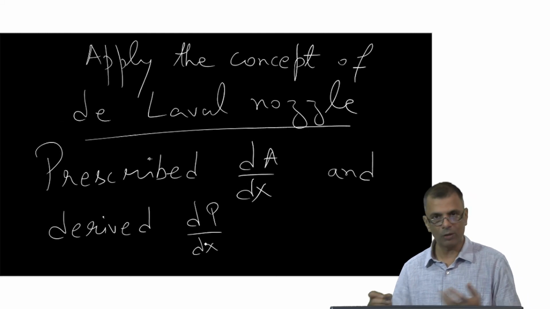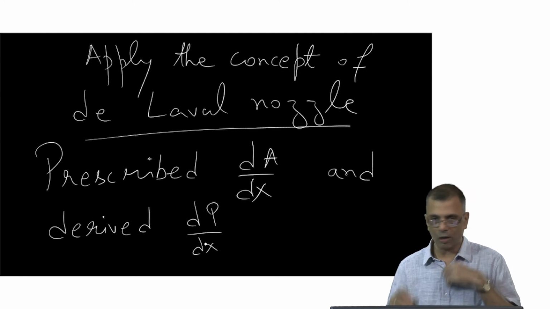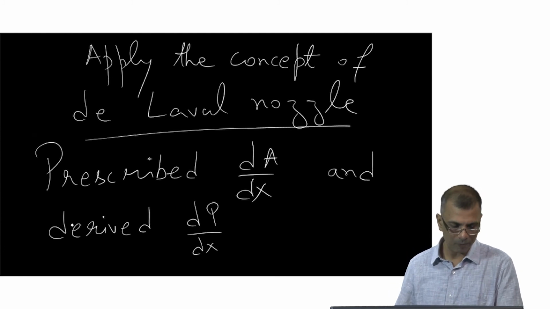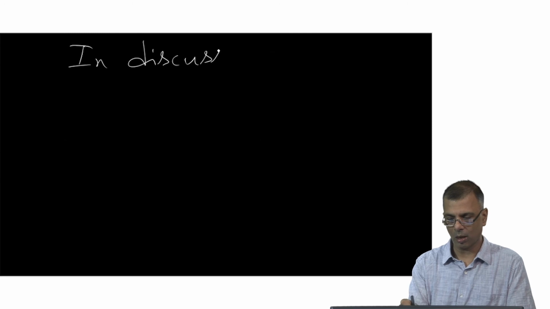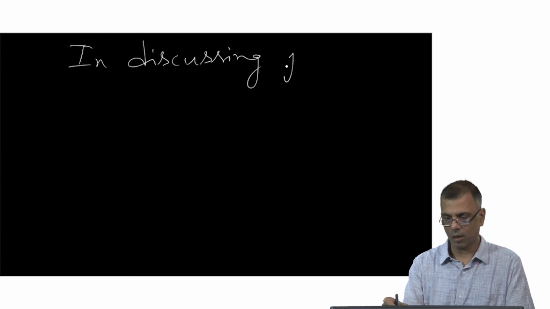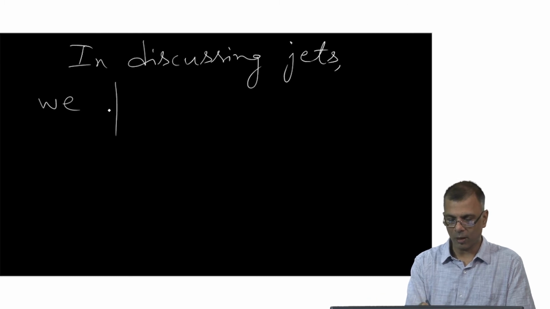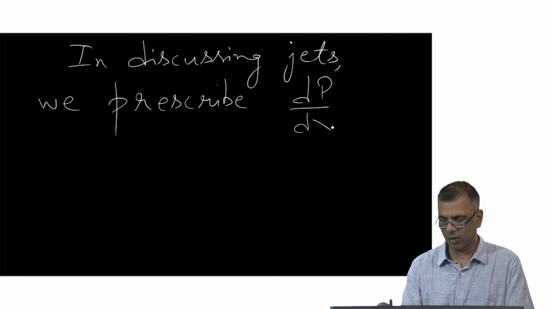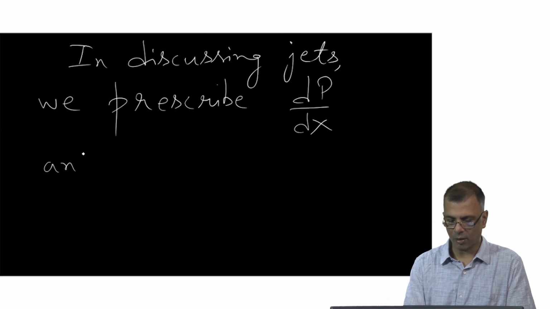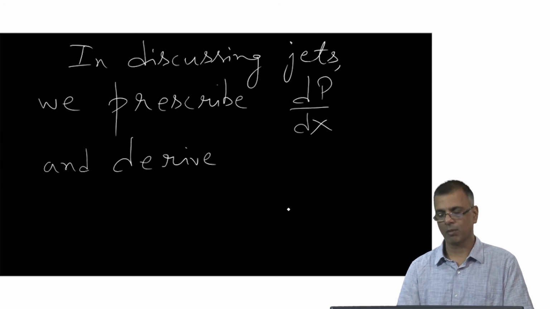Okay, that's how we have been doing this. For astrophysical jets, we will do the opposite. In our discussion of jets, we will do the opposite. We prescribe the pressure gradient and derive dA dx.